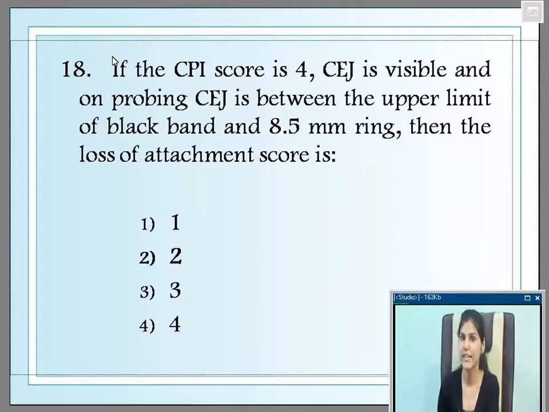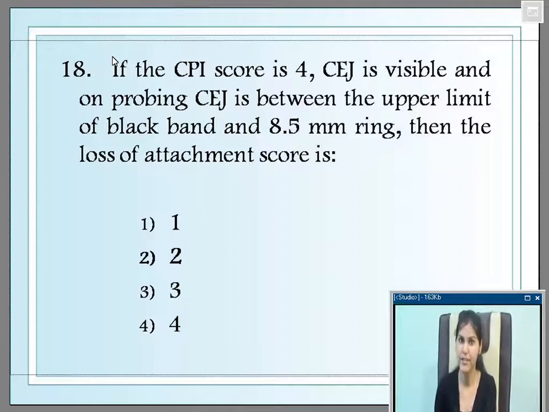The basic criteria of the CPITN and CPI remain the same. That is, score 0 is for normal, score 1 is gingivitis, score 2 can be either calculus or plaque retaining factors like overhanging margins. Score 3 is shallow pockets, that is 4 to 5 mm, and score 4 is deep pockets, that is more than 6 mm. In addition to this, you have something called the loss of attachment score. That is how much the periodontal ligament has lost its attachment on the tooth, and it is measured in mm.